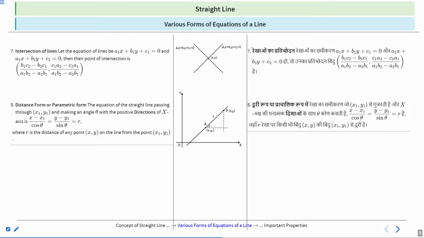And what we have done is taken any point P whose coordinates are xy, which is at some distance r from the point A, which is x1 y1. Now the equation of this line can be written as (x minus x1) upon cos theta is equal to (y minus y1) upon sin theta is equal to r, where r is the distance of any point xy on the line from the point x1 y1. Got it? So in this way you can represent the line in parametric form.